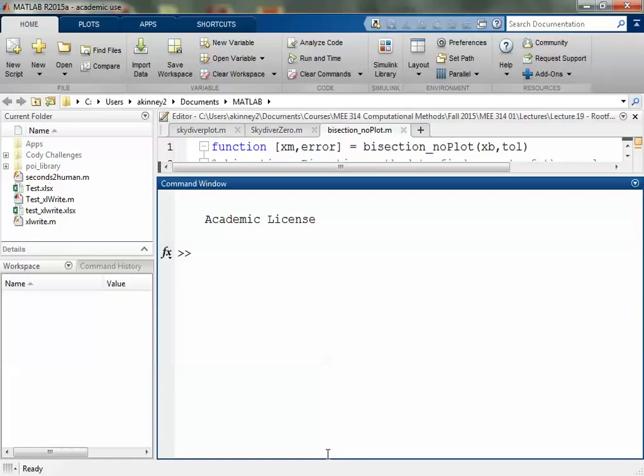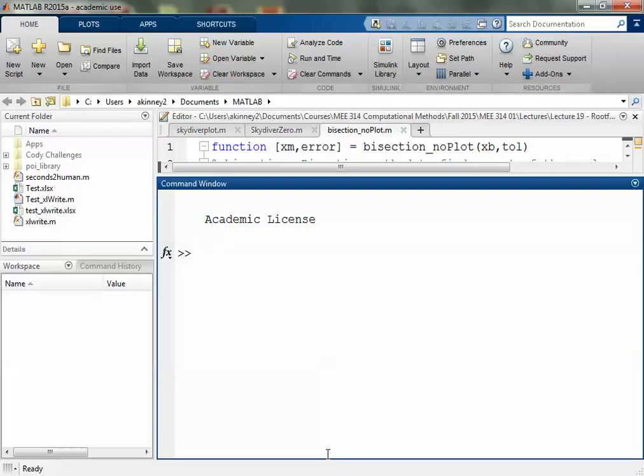Okay, the other question: if I have a zero file for each problem, I can run it for any one of them. I just need to change the name of the function that I'm going to run. Am I right? Yes, yes.